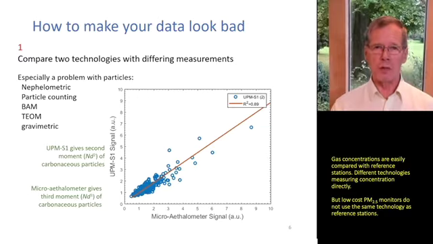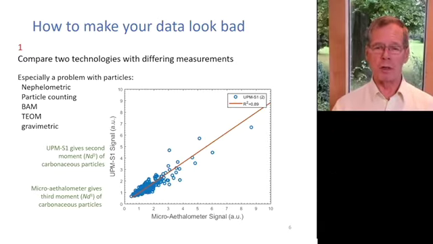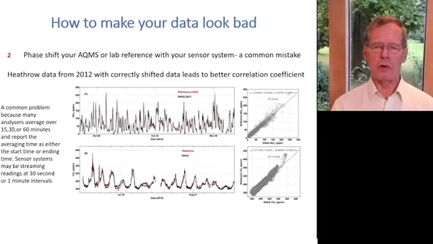And so when you plot them to try to get an R squared, you have to be aware that you're actually measuring two different parameters and trying to get an R squared value. This is sometimes a source of error. For example, we show here an electrometer measuring ultrafine particles versus a microaethalometer, which measures black carbon optically. This next slide shows another problem of the period of measurement.